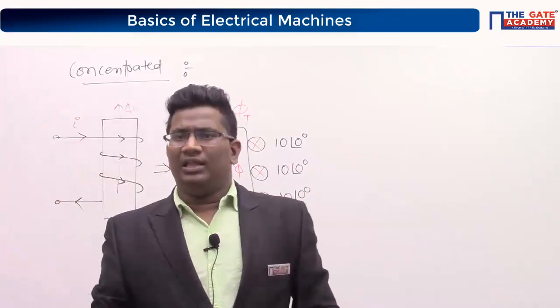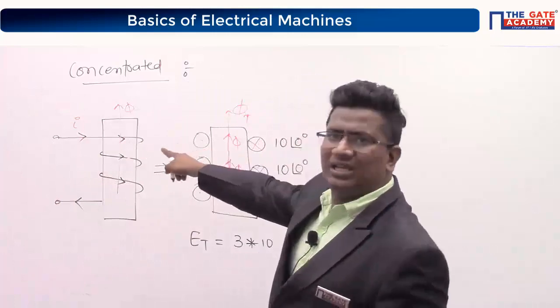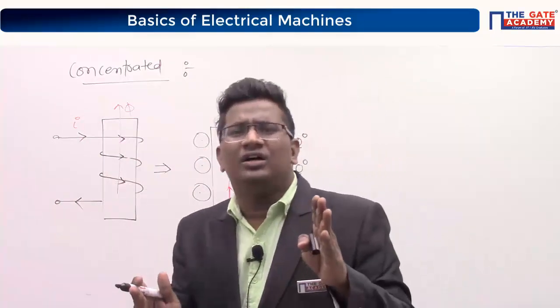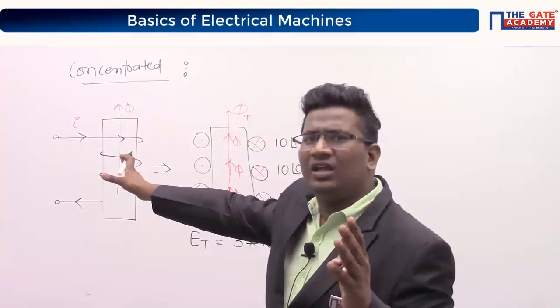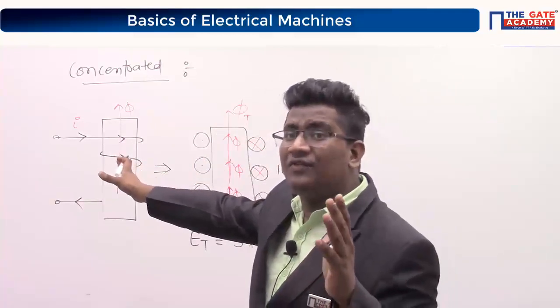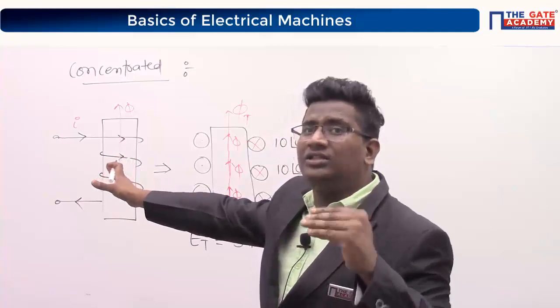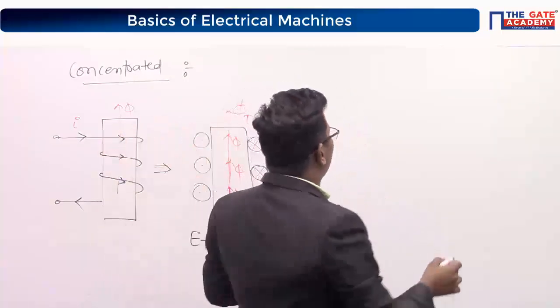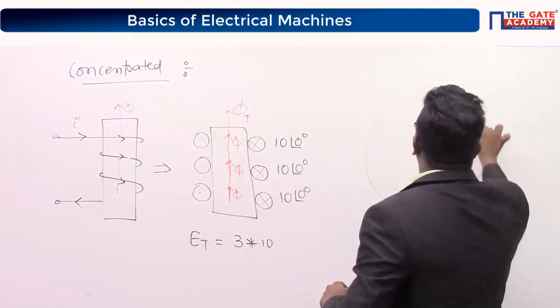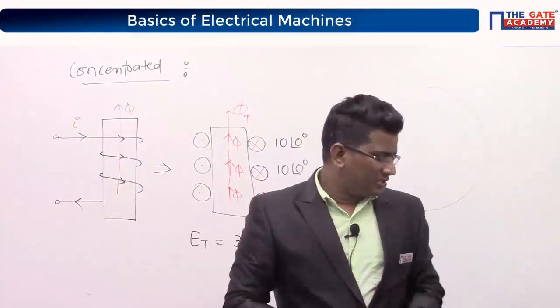Tell me, this is equivalent to which type of machine? Which type of electrical device is it? Tell me anyone. Concentrated winding. Which one? Later I will tell you. Don't think much. I have circular machines also.